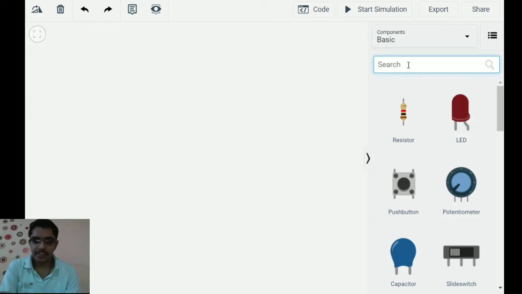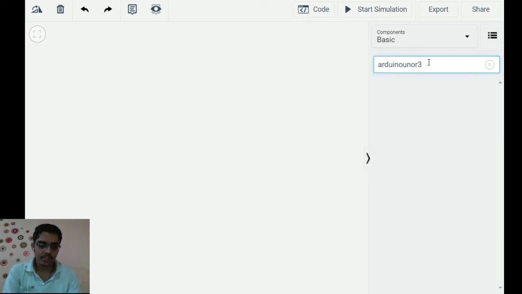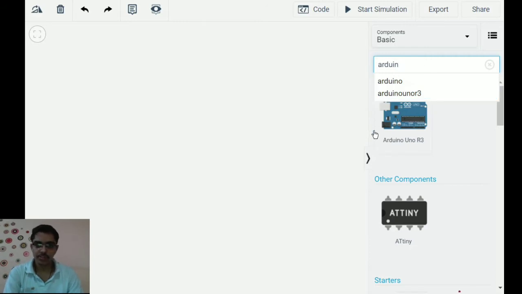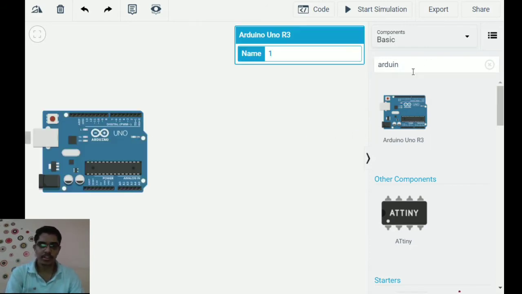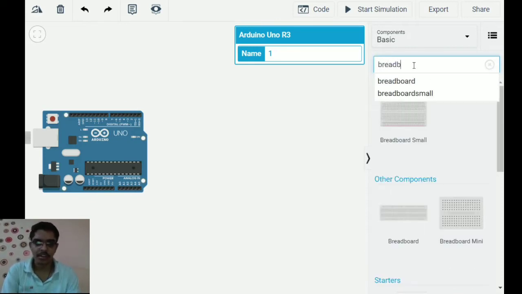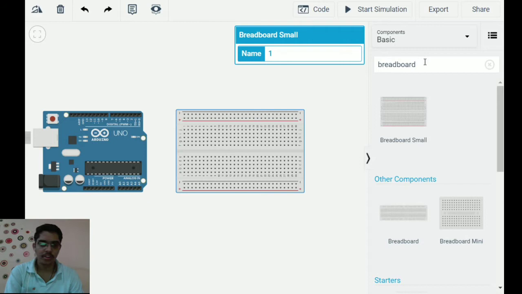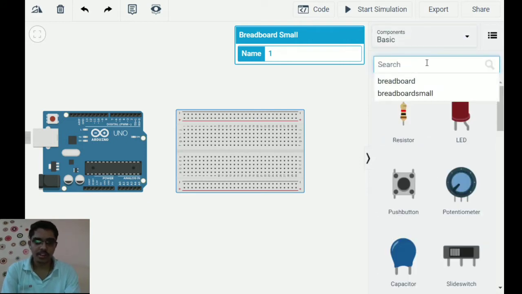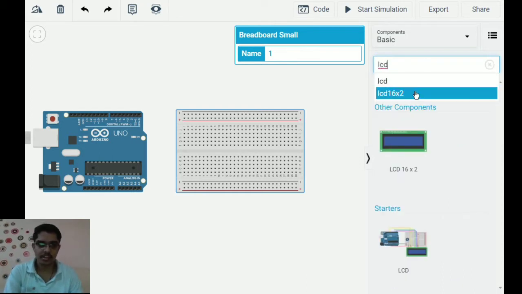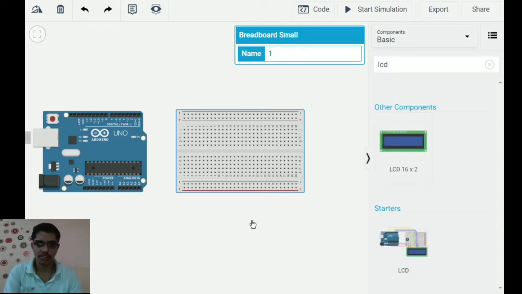First of all, we will need an Arduino, Arduino Uno R3. Then we will need a breadboard, a small one. Then an LCD, 16 cross 2. This one.